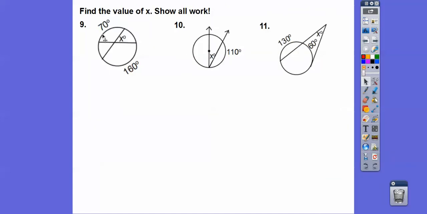All right, so find the values of x. So here I'm going to let this be y right there, and then since it's inside, we add them and take half. So when we add them and take half, we get that angle to be 115, and then we'll use this straight line right there to get 65 for x.